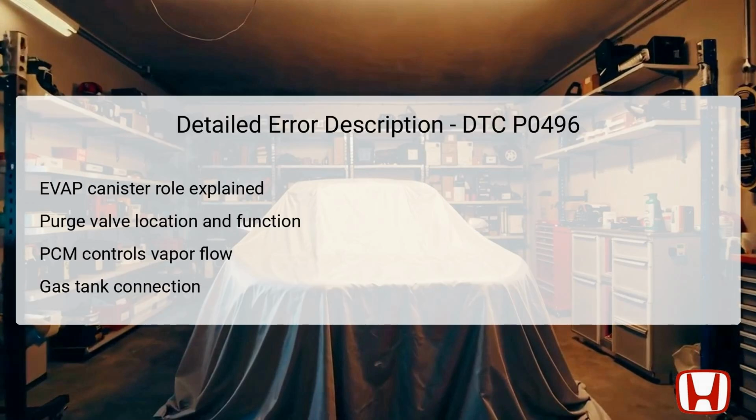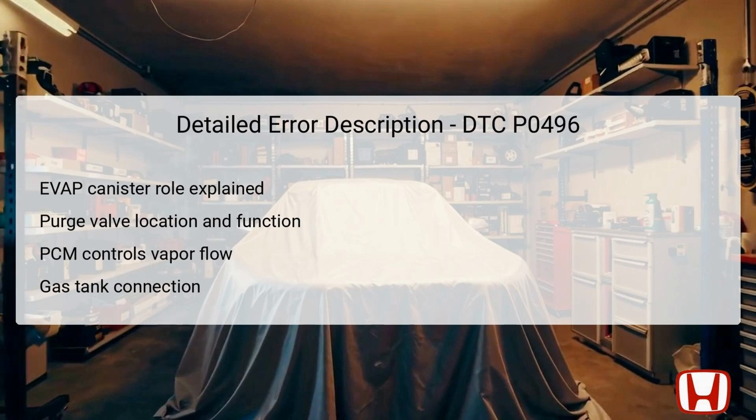The evaporative emission (EVAP) system's primary role is to capture and temporarily store fuel vapor from the fuel tank. This vapor is held in the EVAP canister, which is situated near the fuel tank. The main component involved in this system is the EVAP canister purge valve, which is responsible for allowing the vapor to flow into the engine for combustion.